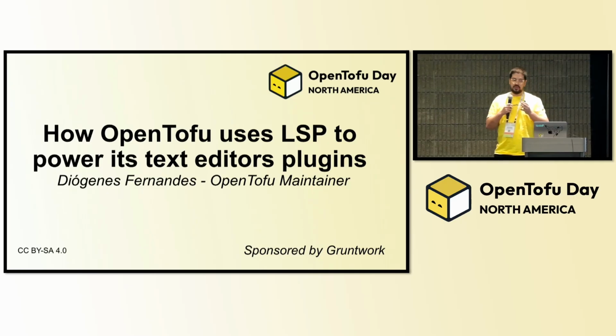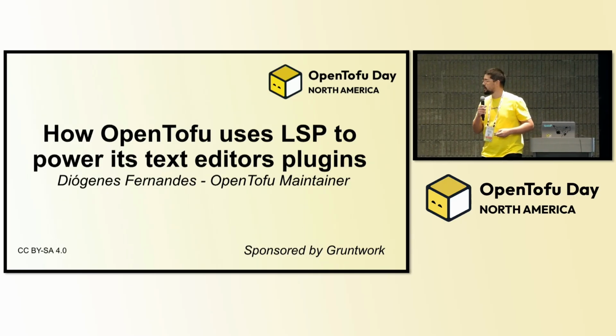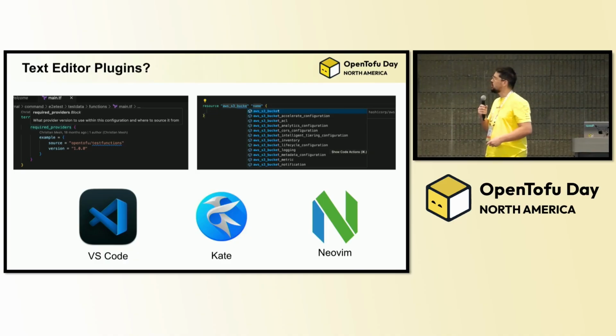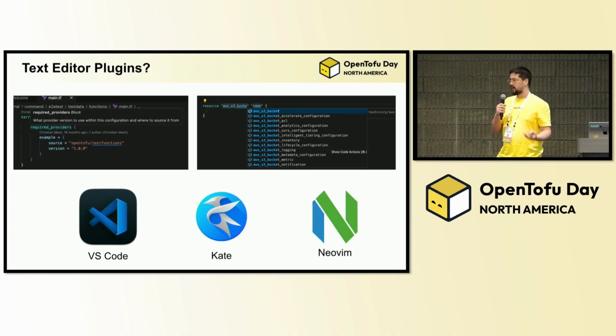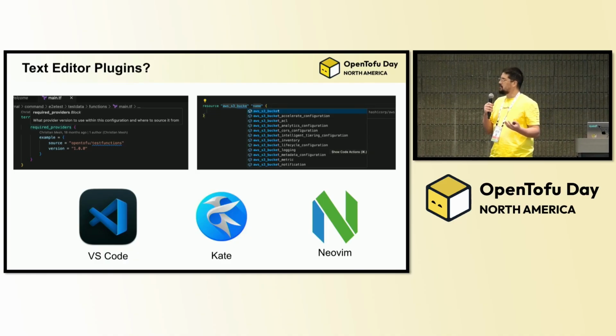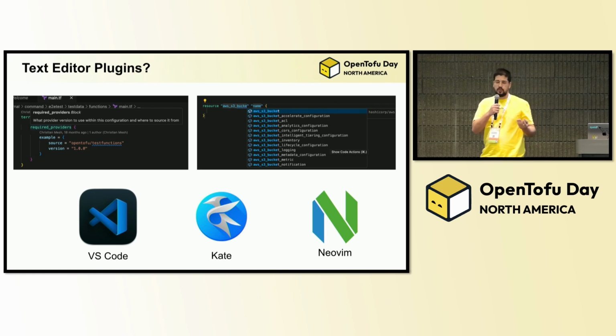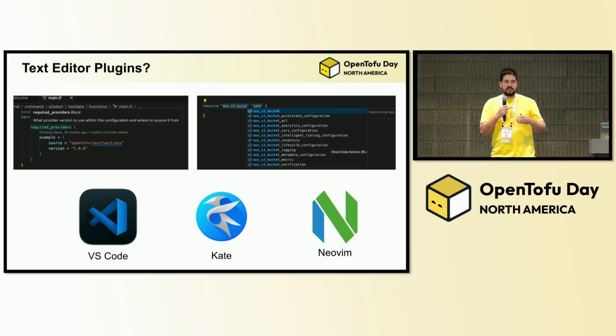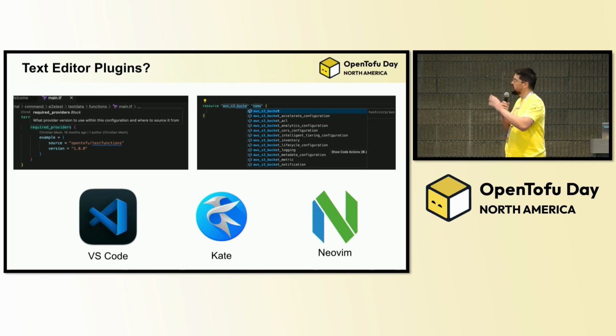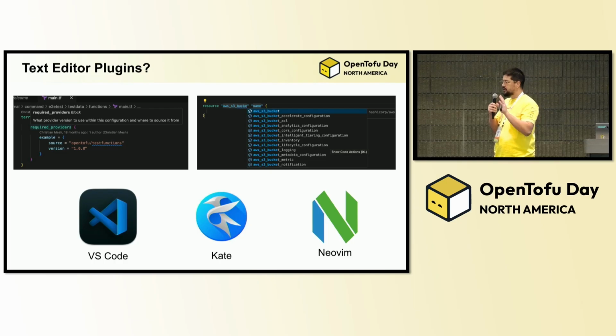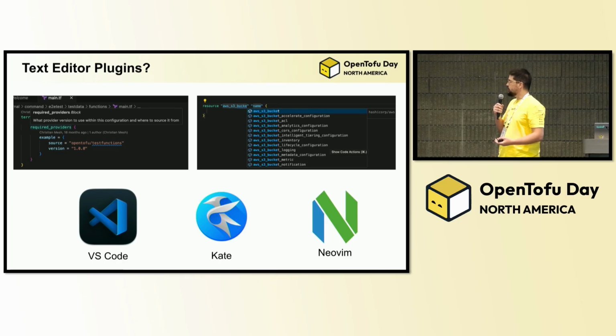So today I'm going to talk about how OpenTofu uses LSP to power its text editor plugins. So what would be text editor plugins? A lot of people know them as extensions as well, like on VS Code. This kind of tooling makes it possible to give syntax highlighting, hovering, and auto-completion features in your text editor. All the modern ones have these capabilities, like VS Code, Kate, and Neovim.